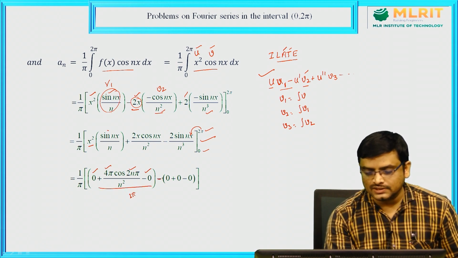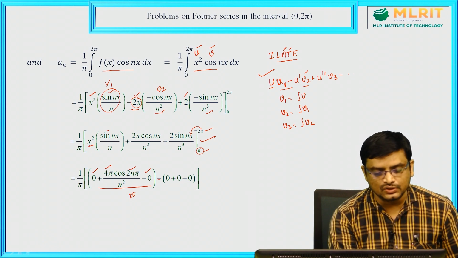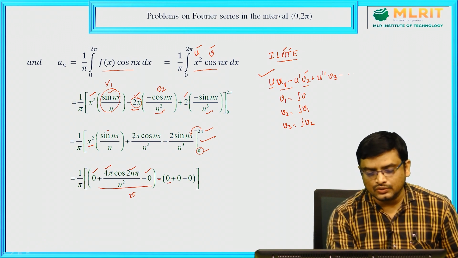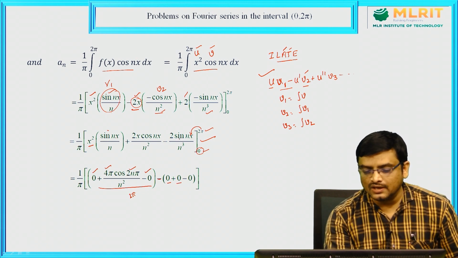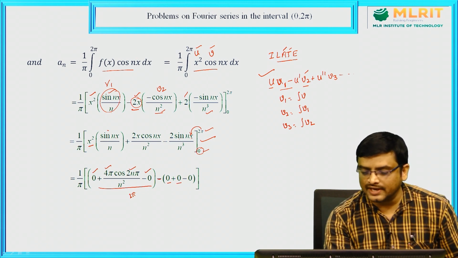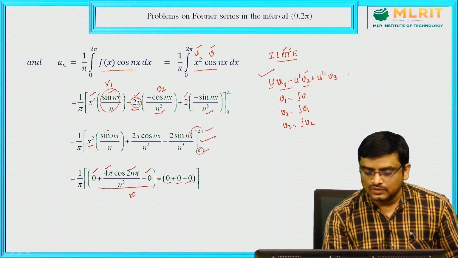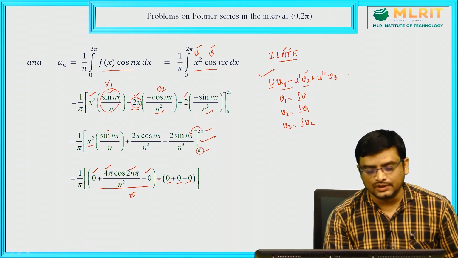Now minus, substitute the lower limit here, x is equal to 0. If you substitute x is equal to 0, you will get 0 square, which is 0, and 0 into anything is equal to 0. And here 2 into 0 is 0, and 0 into anything is equal to 0. And here if you substitute x is equal to 0, you will get sin 0. Sin 0 is nothing but 0. So when we substitute the lower limit x is equal to 0, all the terms become 0 here.